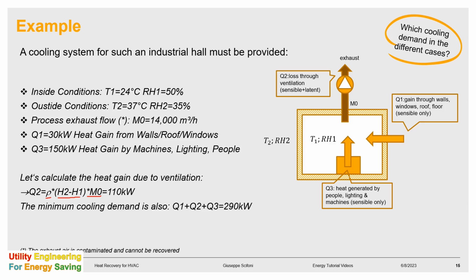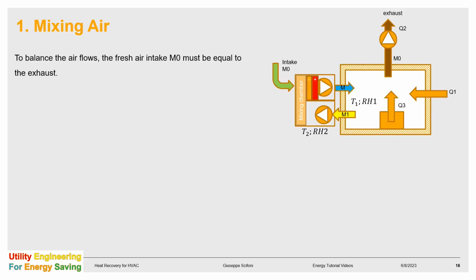Adding the remaining two loads, Q1 and Q3, we get an overall cooling demand of 290 kW. That is the minimum cooling load we need to provide. We will see the reason for this meaning afterwards. To balance the airflows, the fresh air intake, capital M0, must be equal to the exhaust.